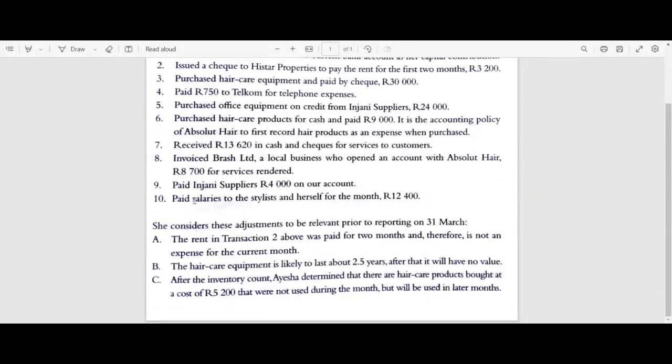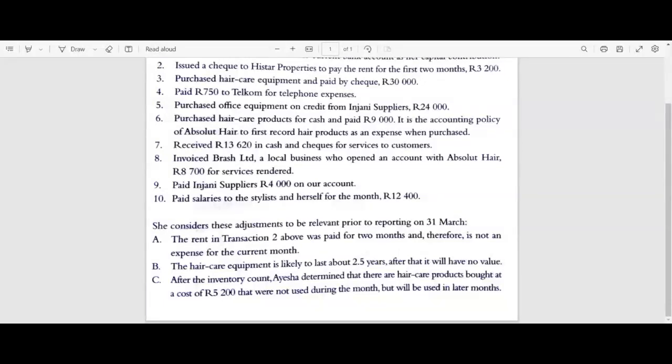Let's go to our last transaction, number 10. They say paid salaries to the stylists and herself for the month, 12,400 rand. So she's got one or two other people working for her, and to herself, 12,400 rands. Does it involve the bank account? Yes or no? Yes, it does. Thank you, Spoon. Okay, thank you, everyone. It does involve the bank account, so that makes it easy.